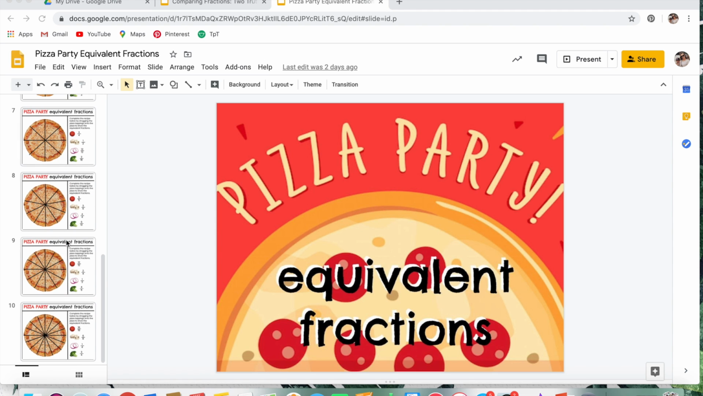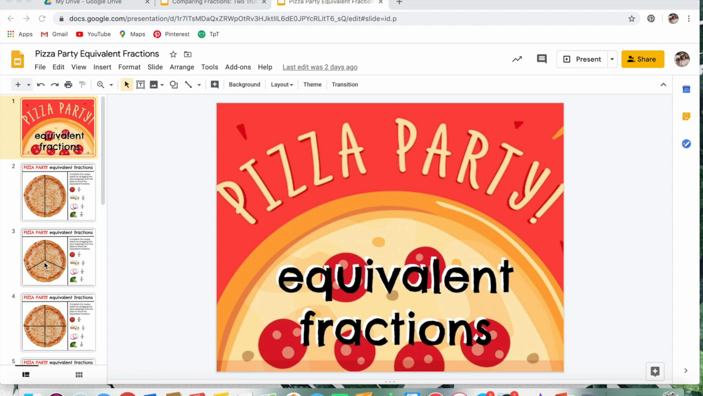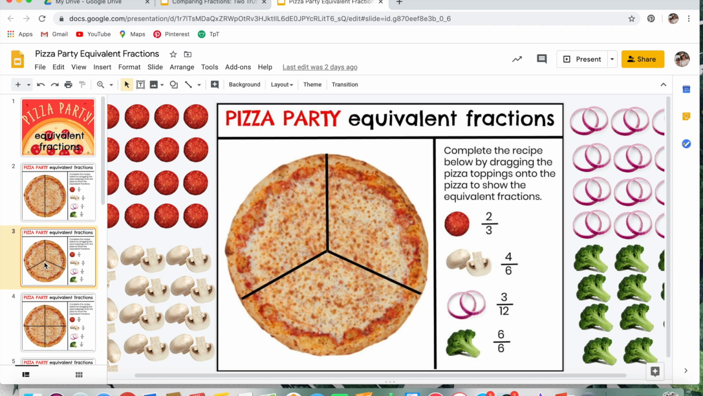You have several different pages of pizzas. Let's try this second page out. The directions say, complete the recipe below by dragging the pizza toppings onto the pizza to show the equivalent fractions. So the first one I have is pepperoni. It says I need to put 2/3 of the pizza with pepperoni. So you're going to drag the pepperoni onto 2/3 of your pizza.